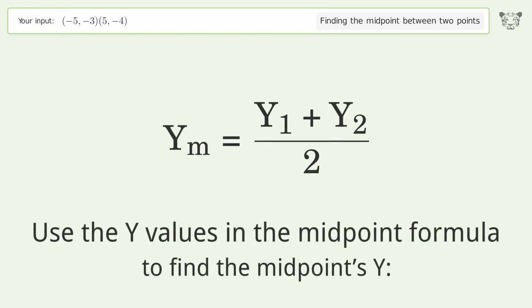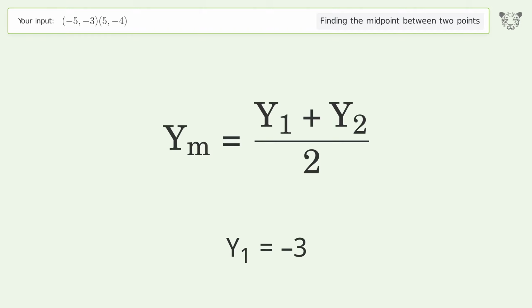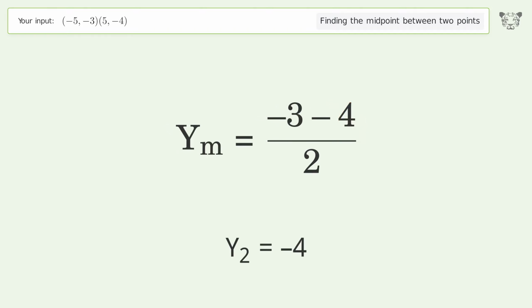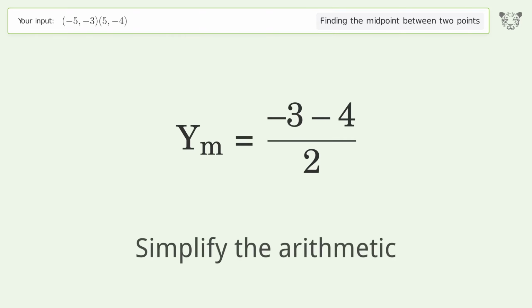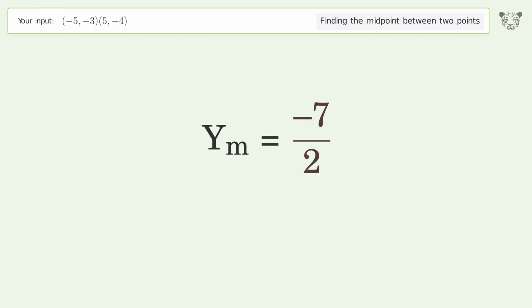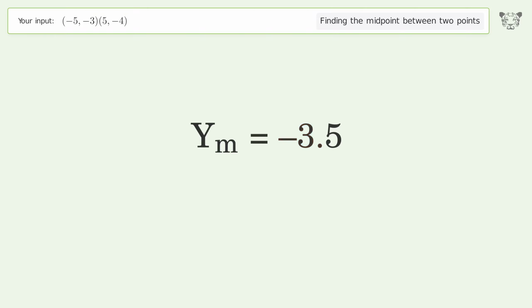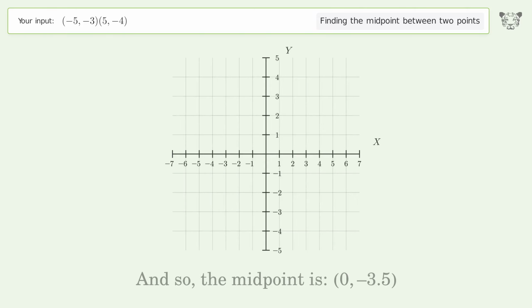Use the y values in the midpoint formula to find the midpoint's y. y1 equals -3. y2 equals -4. Simplify the arithmetic. And so, the midpoint is 0, -3.5.